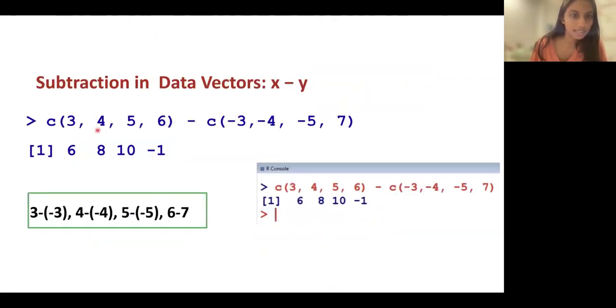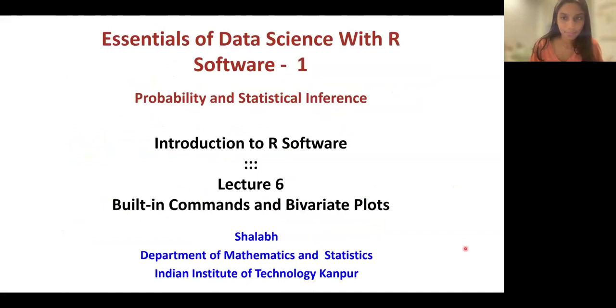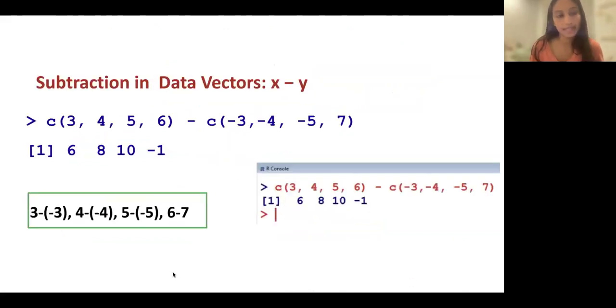You could also do subtraction. So this would just be 3 minus minus 3, which is 3 plus 3. You just do the operation on each of these elements. And similarly, you could do multiplication, division, and all of that.